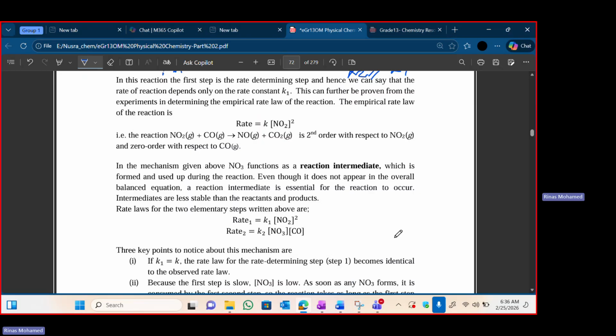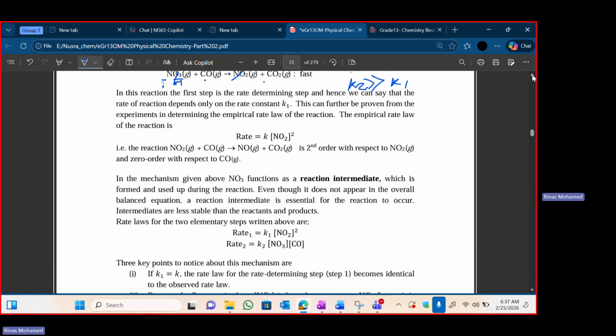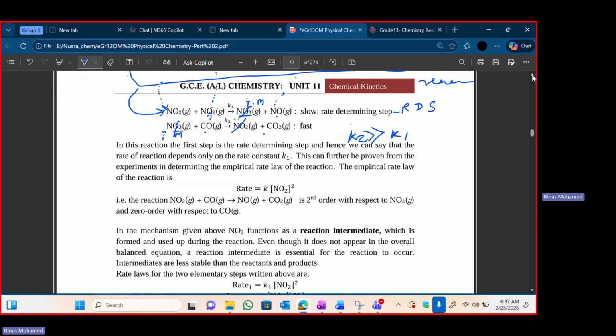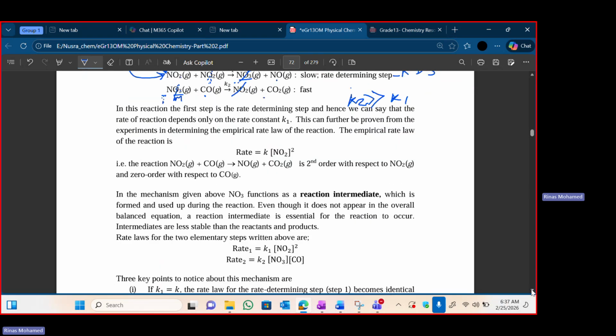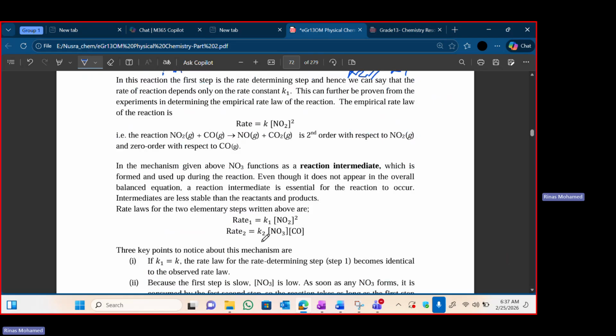For the second step also, we can write R2 equals K2 into NO3 into CO. In the second step, one NO3 gas and one CO gas are participating. Likewise, we can express it like this, but the overall net reaction's rate law R will resemble the first step, because that is the rate determining step.